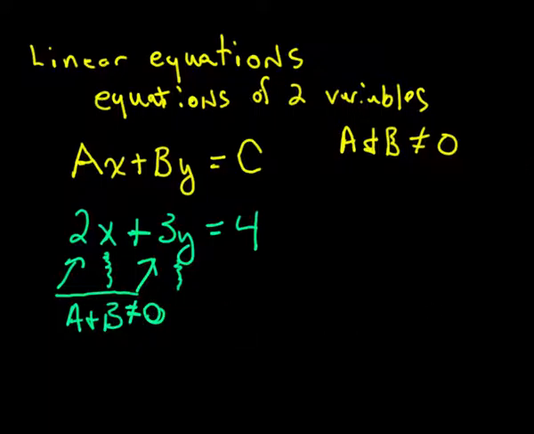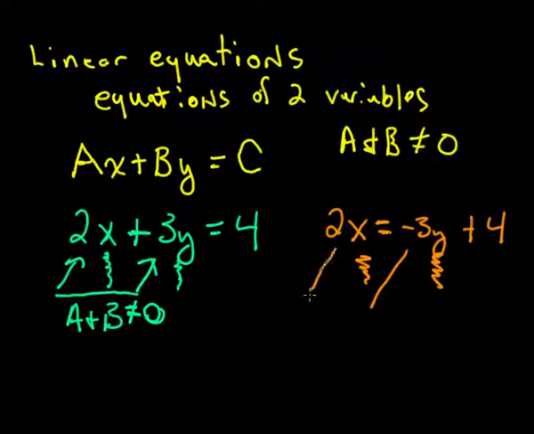Let's give another example here. 2x equals negative 3y plus 4. Again, two variables, and our constants in front of the variables are not equal to 0. A and b do not equal 0. And so this is what sets up what a linear equation is.